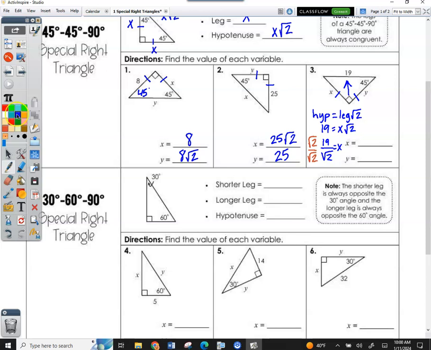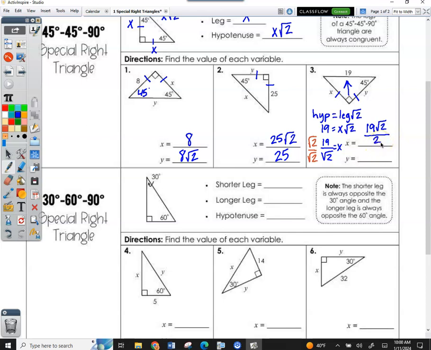Now, multiplying straight across, be careful. The 19 is not under a radical. The root 2 is clearly under a radical. Those are not allowed to actually multiply together and become 38. The 19 would become the coefficient of the root 2. So I end up with 19 root 2 over 2.